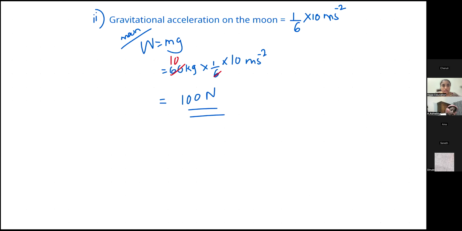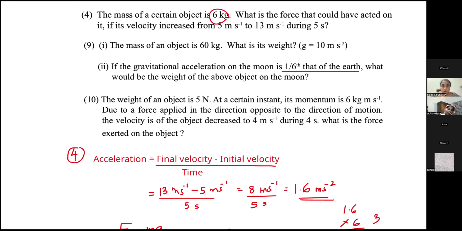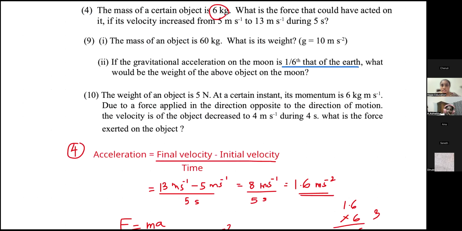Okay, anyways, last question. Weight of an object is 5 newtons. At a certain instance, its momentum is 6 kg ms minus 1. Due to a force applied in the direction opposite to the direction of the motion, the velocity of the object is decreased to 4 ms minus 1 during 4 seconds. What is the force exerted on the object? Okay, we'll see.